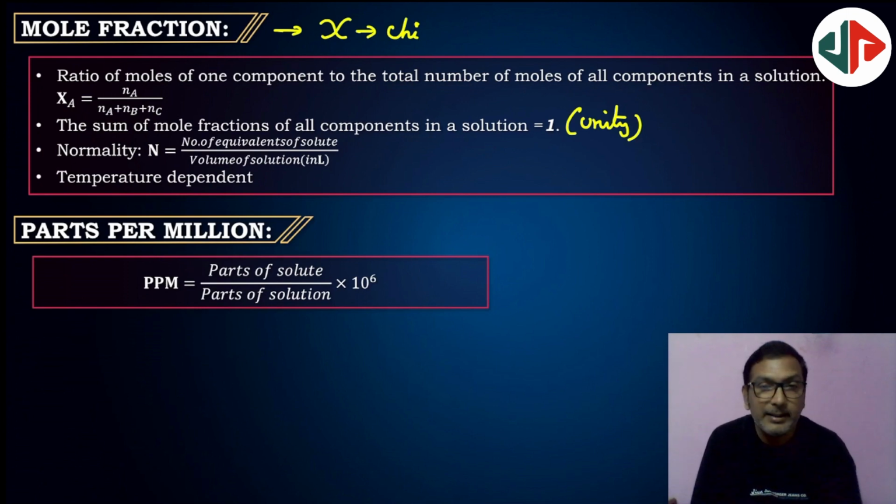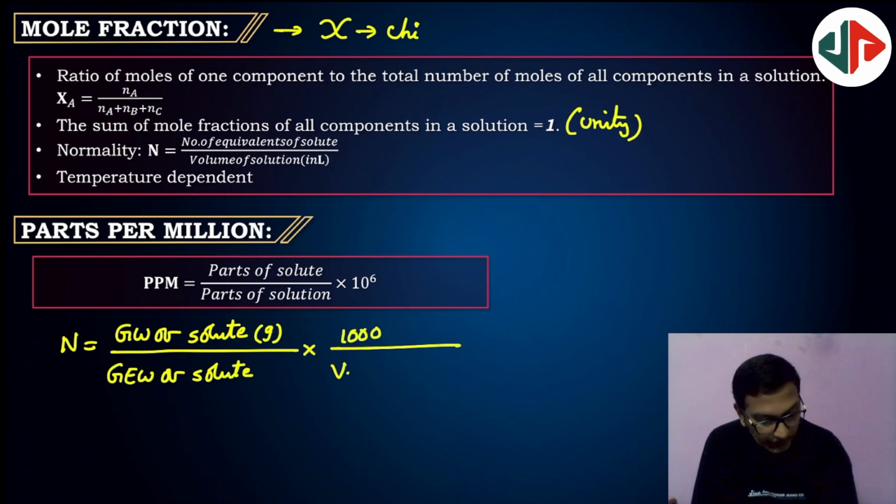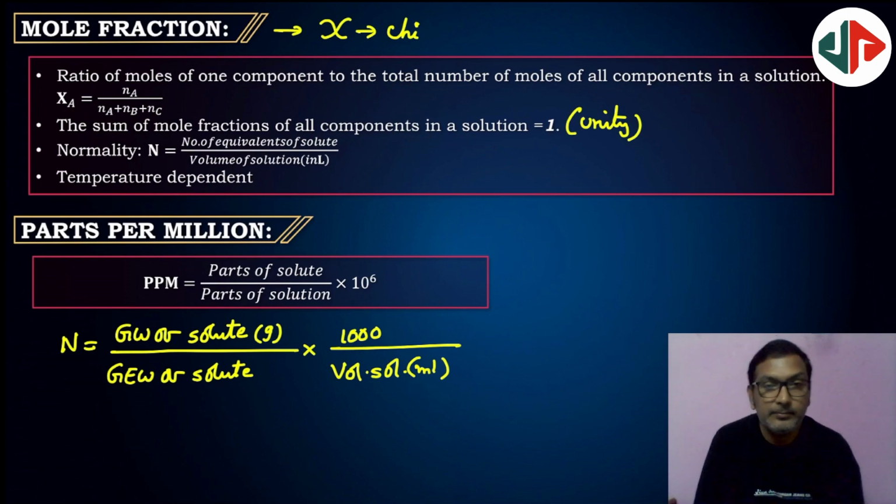Next, normality. I will write the complete formula here. Normality equals given weight of solute in grams by gram equivalent weight of solute, into 1000 by volume of solution in ml. This is the complete formula. In case of molarity, gram molecular weight. In case of normality, gram equivalent weight.